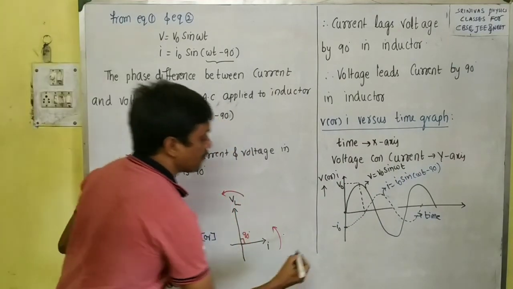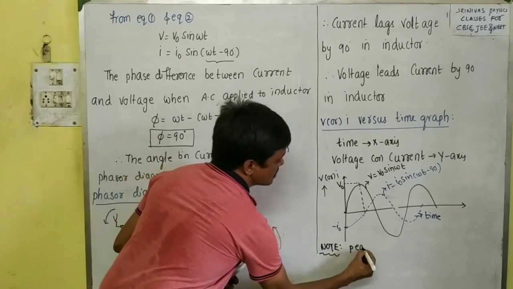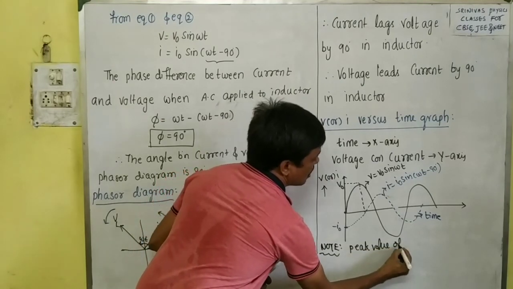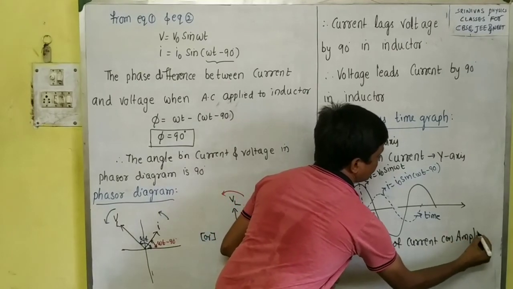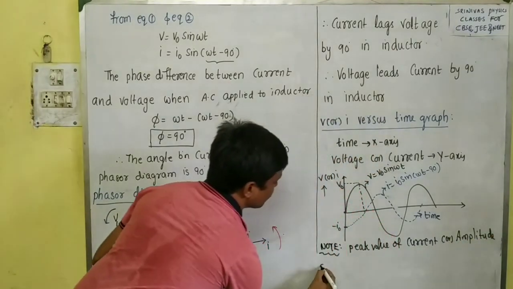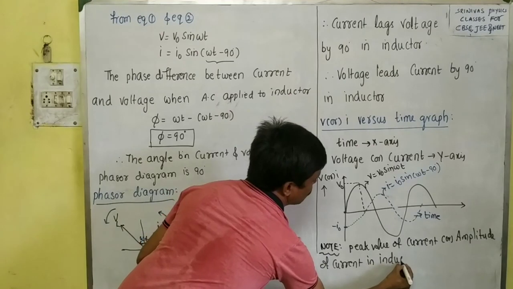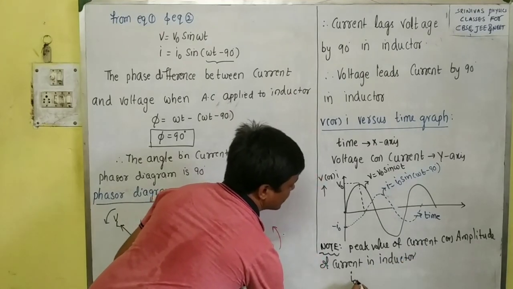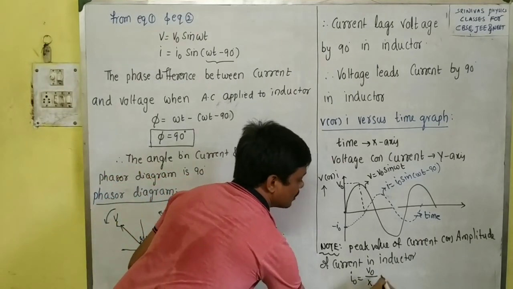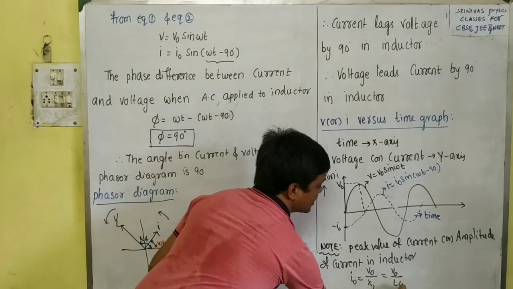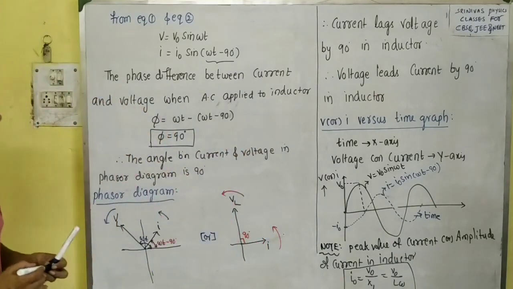Then one important point I will give: what is the peak value, or amplitude, of current in the inductor? That is the current I naught equals voltage by resistance. But what is the resistance of the inductor? That is XL, right? So I naught equals V naught by XL, and XL is L omega, right? This is the formula for the peak value of current. Okay?